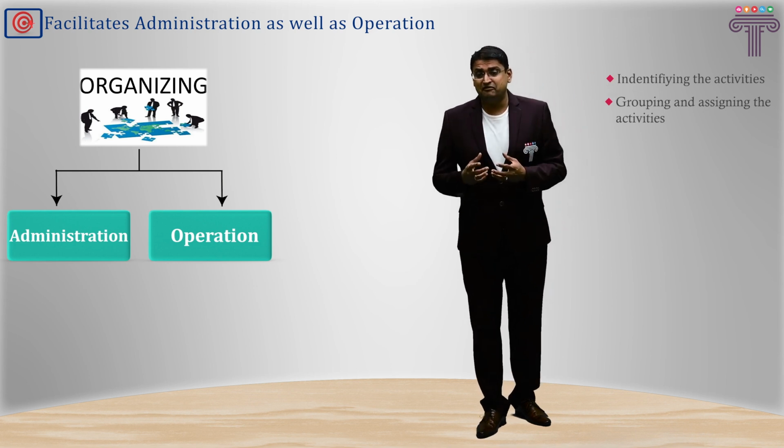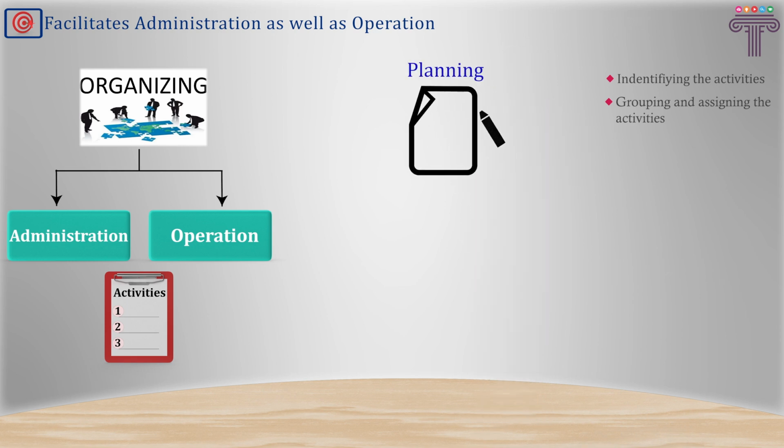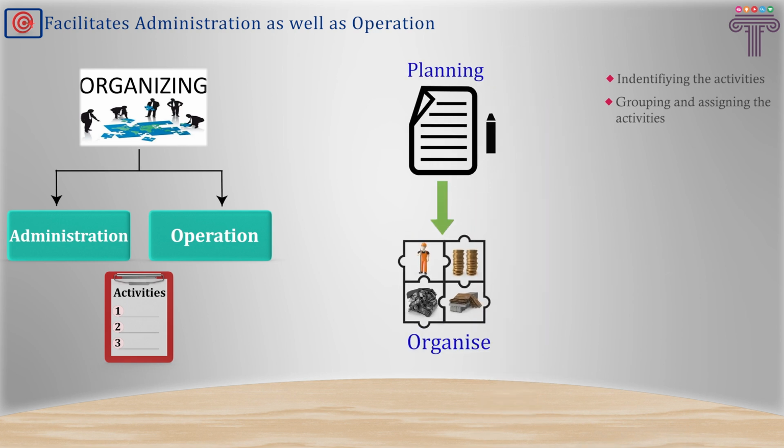Now understand how organizing helps us facilitate administration and operation. The organizing process helps us identify what are the activities to be performed. So once the planning is done, now what do you do? You try to organize the resources as per the planning. In order to organize the resources, one has to identify what activities have to be performed. So identifying the activities is a necessary outcome of the organizing process.